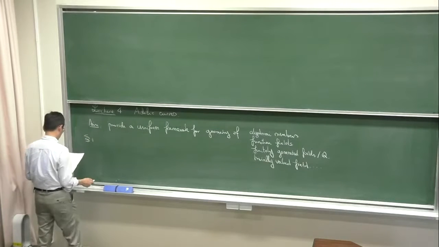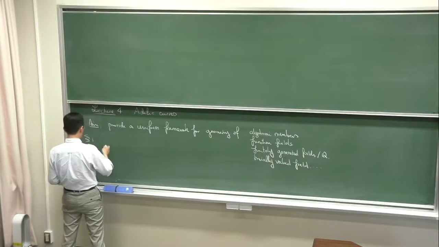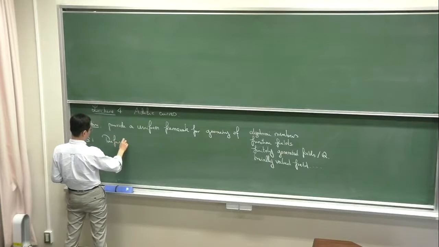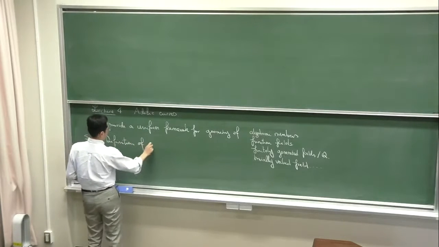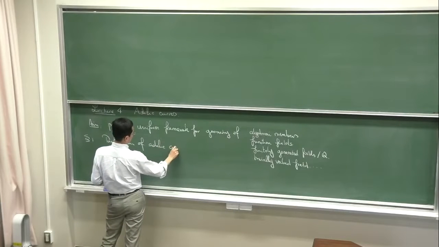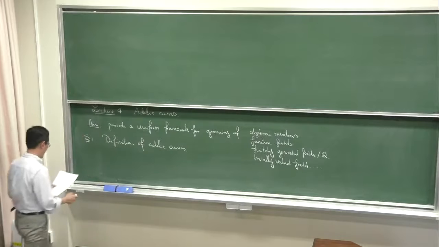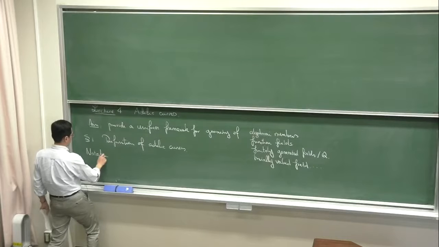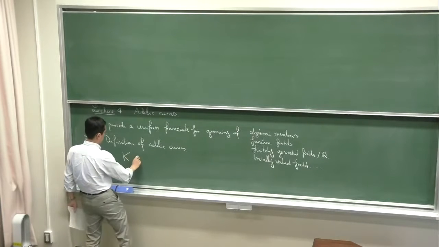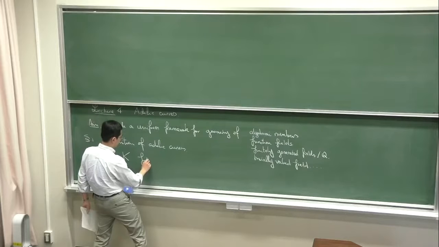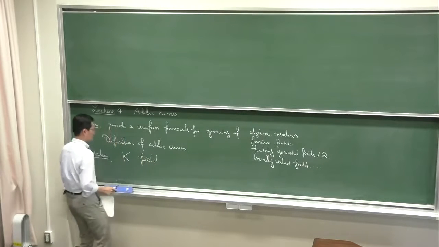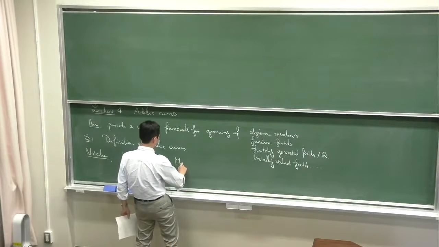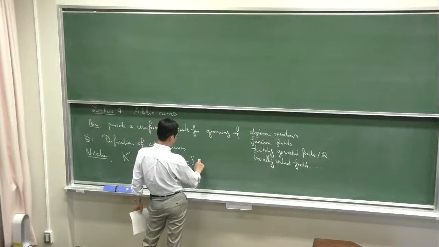In the first section I will give you a definition. So I will give you some notation. K is just a field. I have no restriction on the field. And M_K is a set of absolute values.